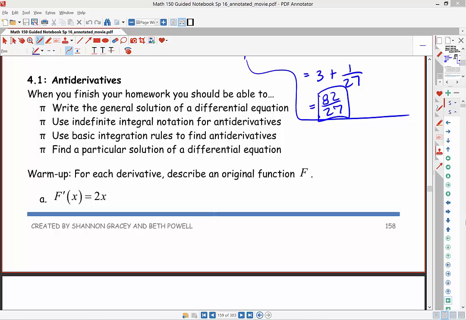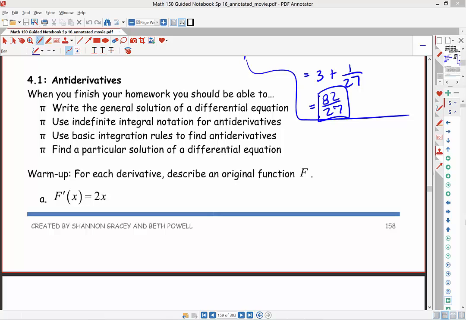Today we'll be going over section 4.1 from the Larson and Edwards Calculus text, and this covers antiderivatives. So we're going to learn about differential equations and how to write the general solution and particular solutions of a differential equation. And we'll learn what the notation is for indefinite integrals and the basic integration rules.